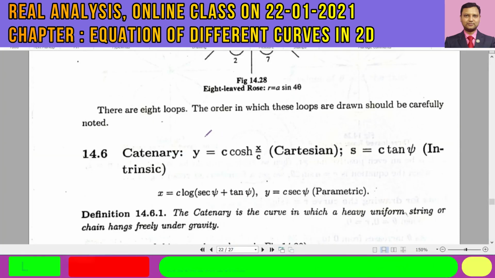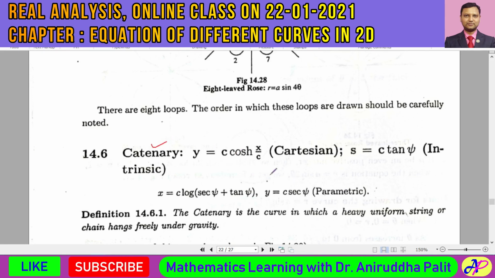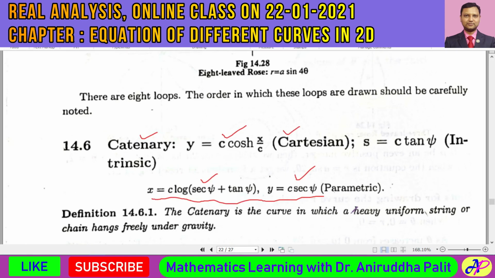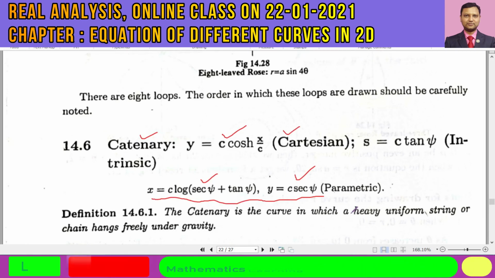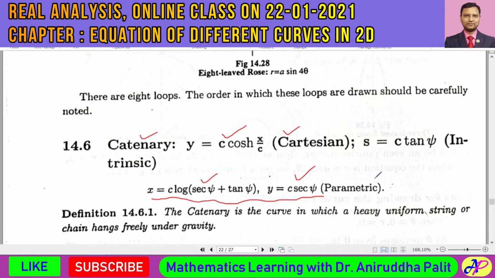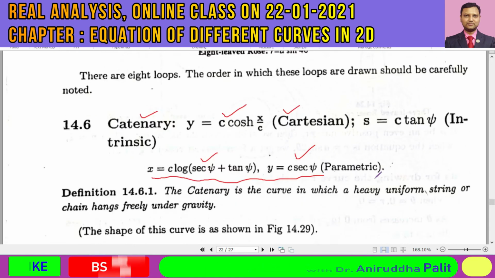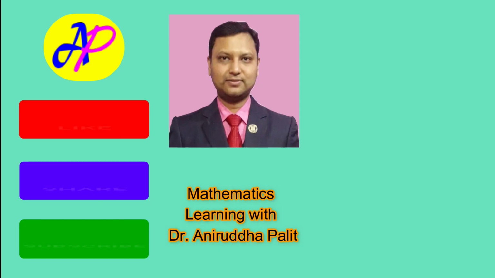You will get one more equation. This is called the catenary: y is equal to c cosh of x by c. That is the Cartesian form, and this is the parametric form. So that much knowledge should a student have in order to move forward with this kind of curves.